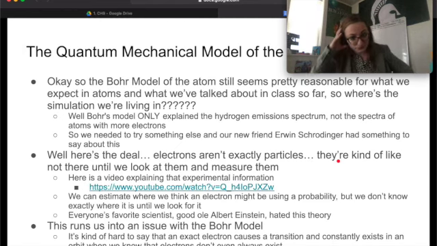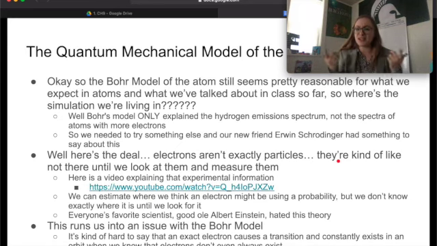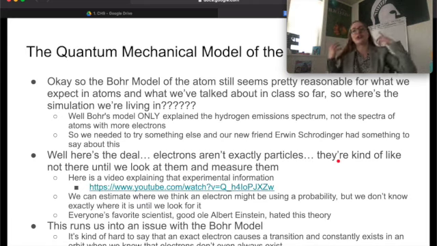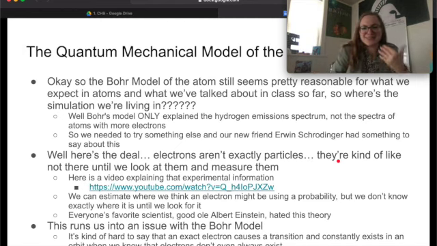The quantum mechanical model, with this whole idea that electrons aren't exactly particles all the time, runs us into an issue with the Bohr model we just talked about. We said that those electrons had to exist exactly in those rings, and going between those rings causes a transition. But if electrons don't always exist, how are they supposed to constantly orbit and transition?